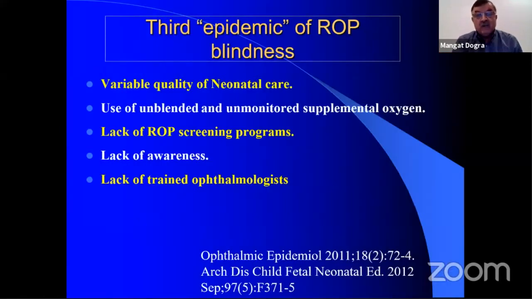So we have a third epidemic of ROP because of the variable quality of neonatal care. There are even SNCUs being managed not by pediatricians, but by medical officers. And use of unblended and unmonitored supplemental oxygen is very common. And there's lack of ROP screening program, lack of awareness, and lack of trained ophthalmologists.